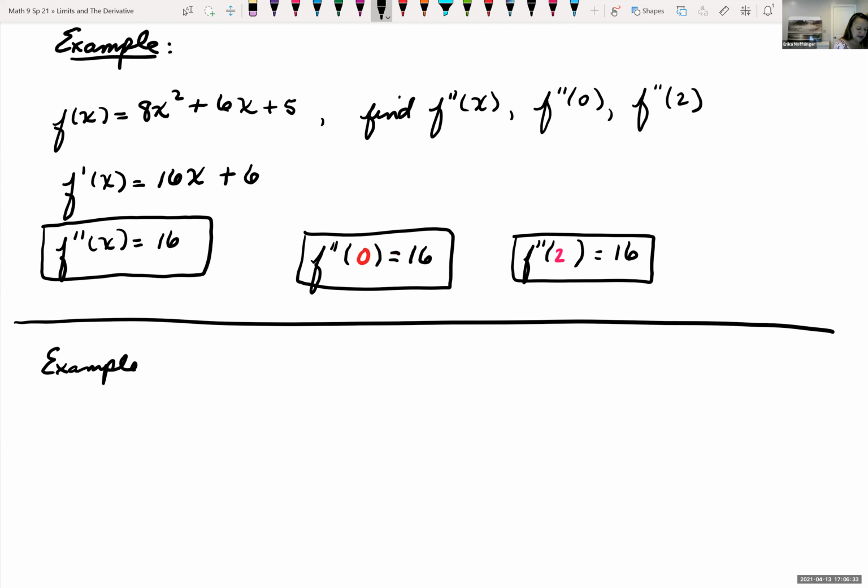So that tells me right here that my second derivative is always positive. And we're going to be looking at when our second derivative is positive and when it's negative. And that, again, will tell us about some concavity, and I'll talk about that again in a minute. But let's, again, take a look at a couple more examples of finding higher derivatives.